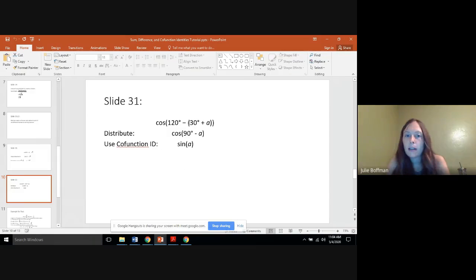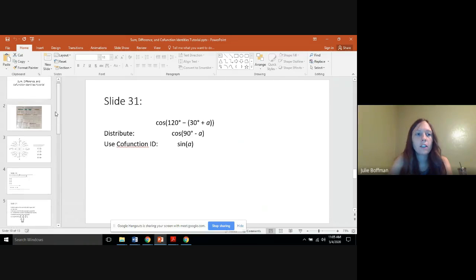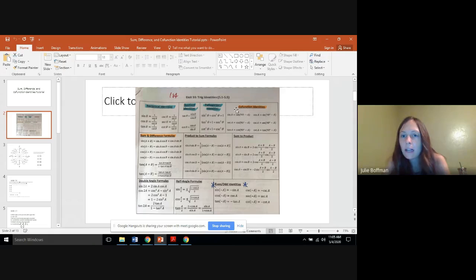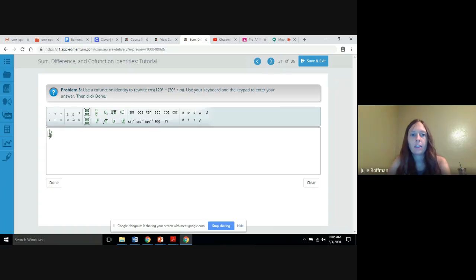So the first thing you would have to do is distribute and clean up that inside. So if I distribute this minus sign, it becomes 120 minus 30 minus A. And then 120 minus 30 I know is 90. So it becomes cosine 90 minus A, which if you look for that on your formula chart, cosine 90 minus A is at the top, and that equals sine of A. So that's the way to rewrite that problem. So always make sure you keep the variable the same.